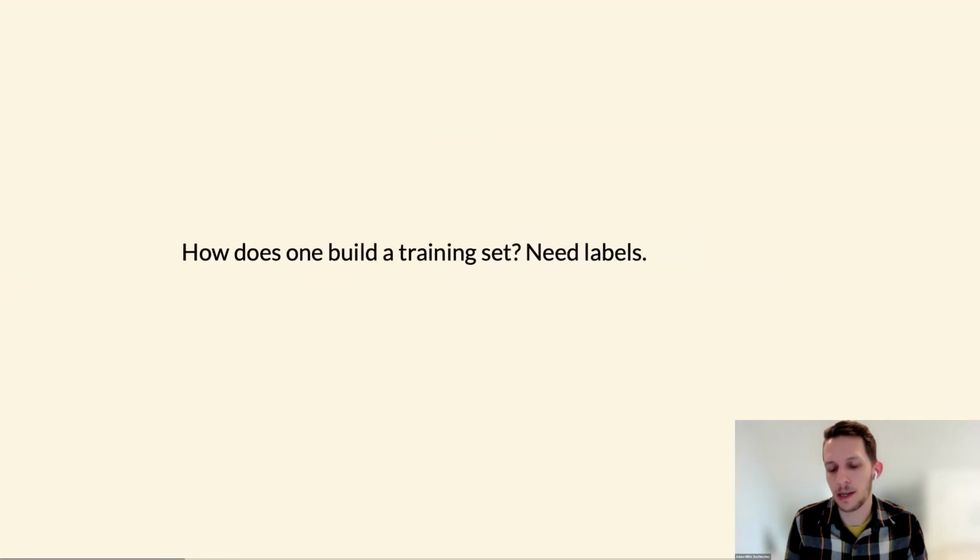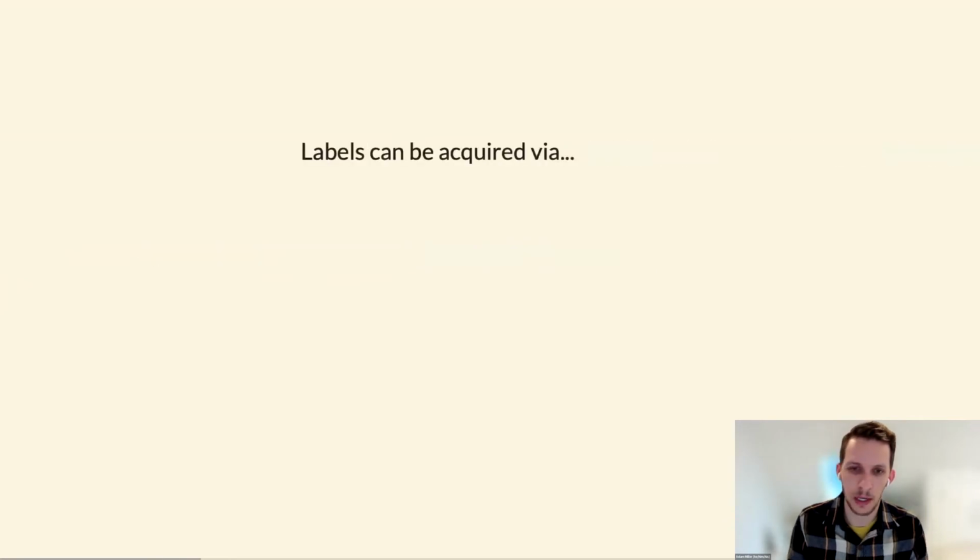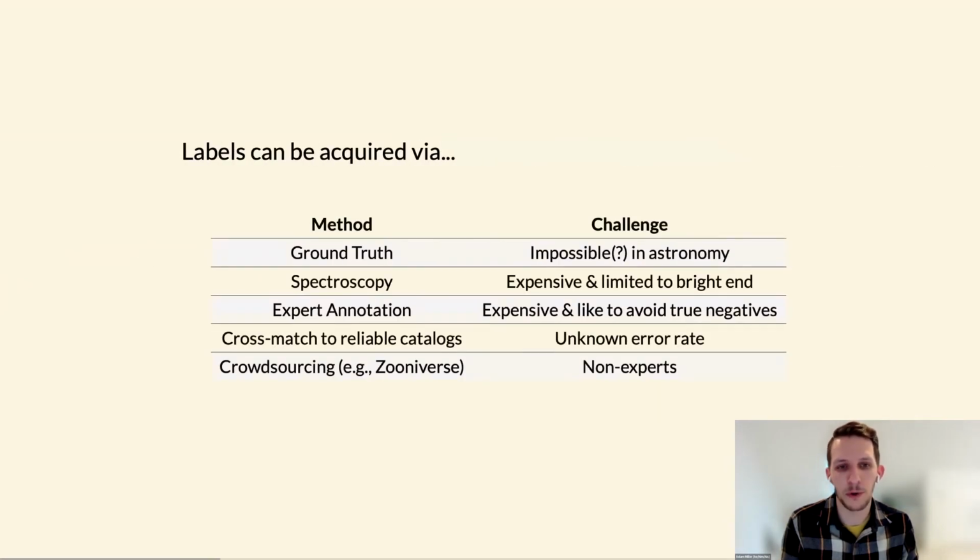So in order to build a training set, you need labels, all right? And in astronomy, we have a few different ways to get labels. The standard in the machine learning literature is to establish ground truth. And I am jokingly saying that this is actually impossible in astronomy, right? We cannot physically travel to a star and say, oh yes, you are clearly a K star. Thank you very much. Good to meet you.